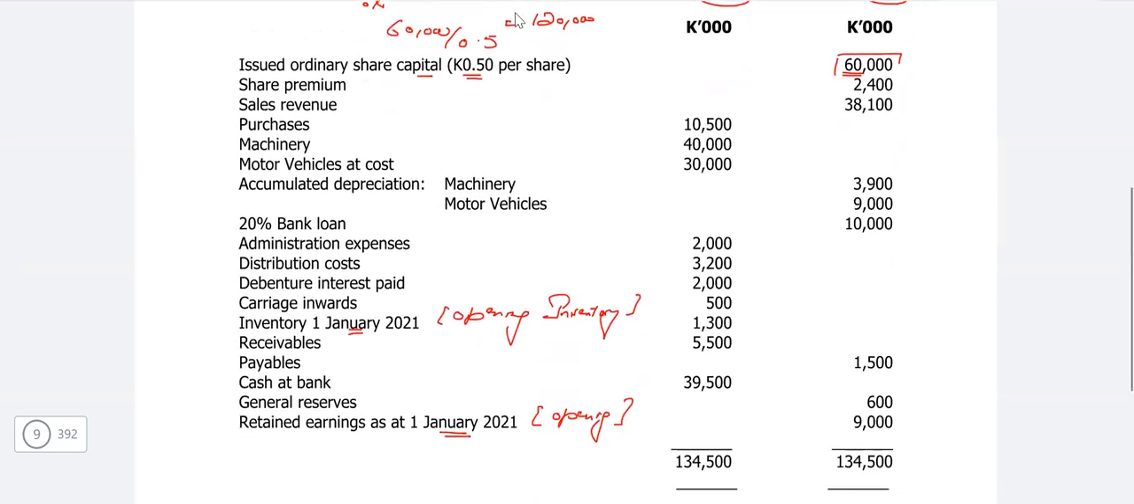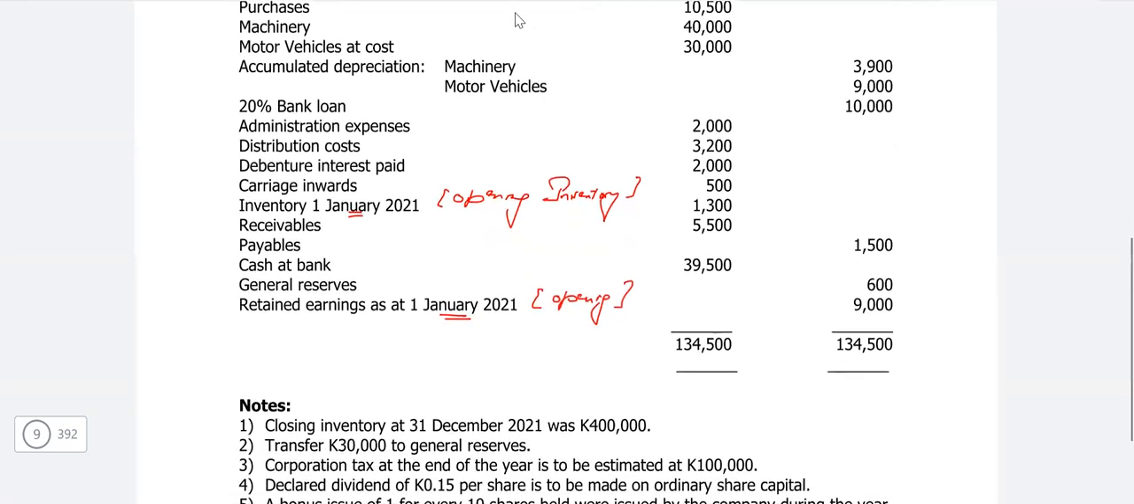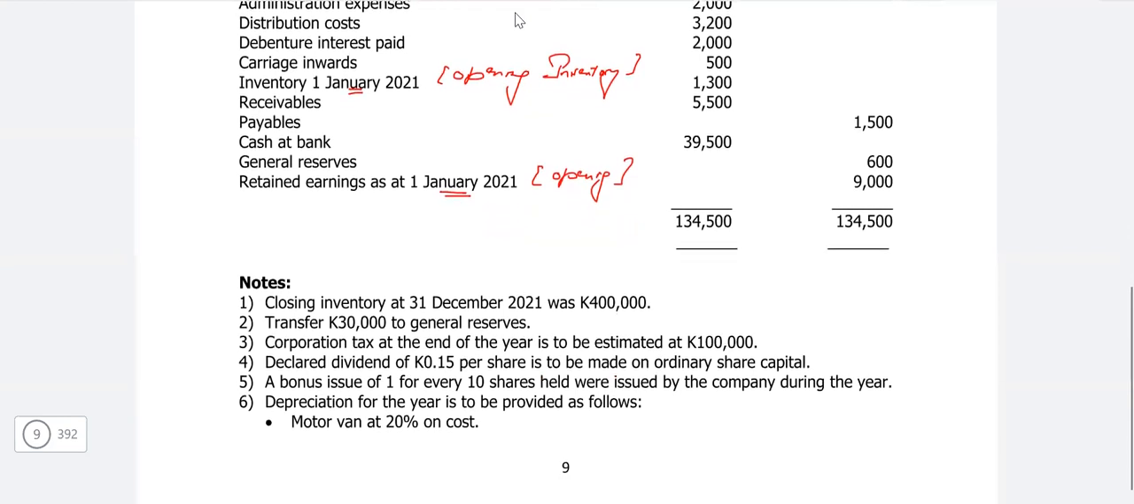Now we need to see the additional information we have, which is in the form of notes. We have the closing balance of the inventory, so now we can calculate the cost of sales. Then we have the transfer to the general reserves. When we say the transfer to the general reserves, it is a transfer from the retained earnings to the general reserves. Then we have the tax, corporation tax, which is the estimated tax of 100,000.